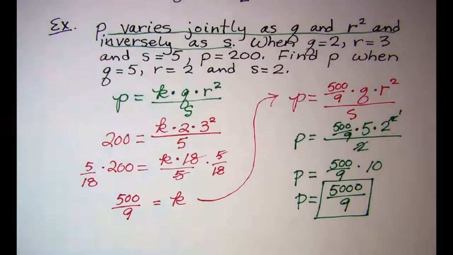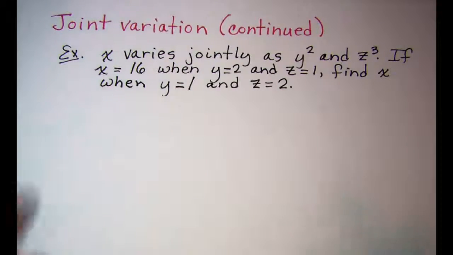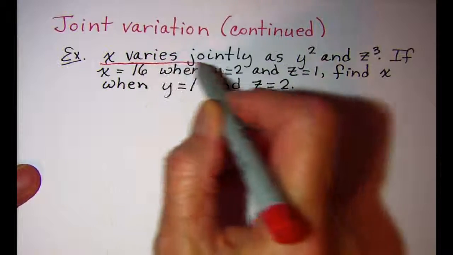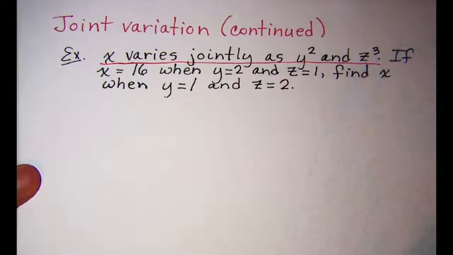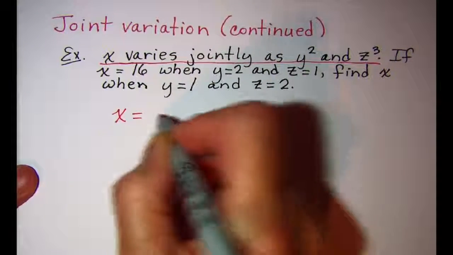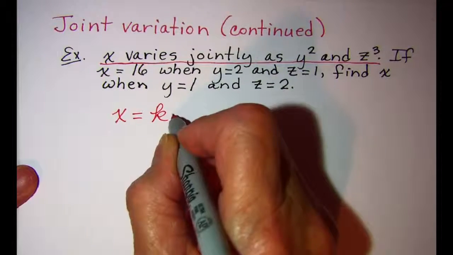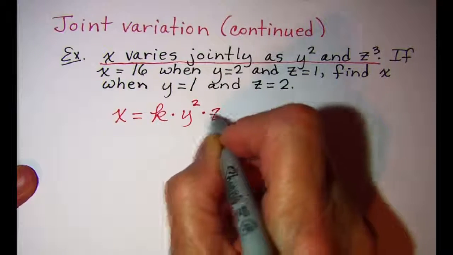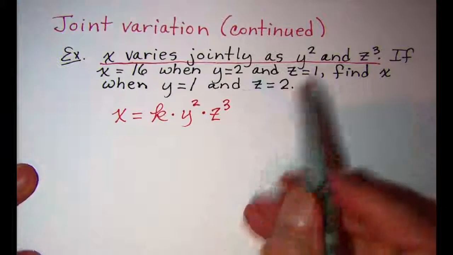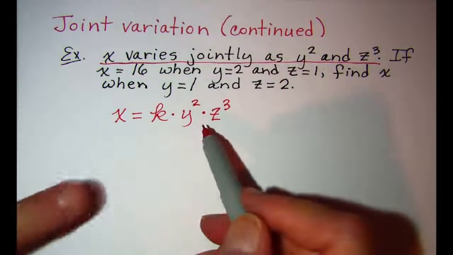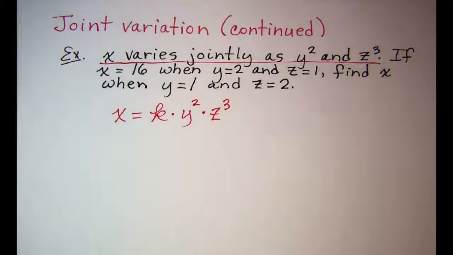Another example. X varies jointly as y squared and z cubed. So our equation is x varies jointly as y squared and z cubed. Notice we don't have any inverse variation in this problem. So this is all I need to get started.